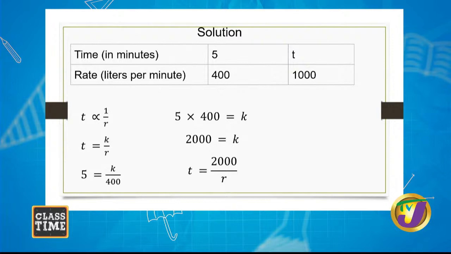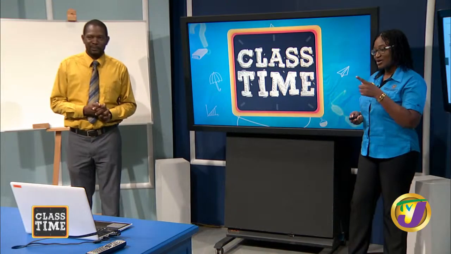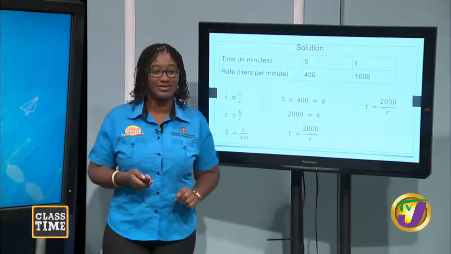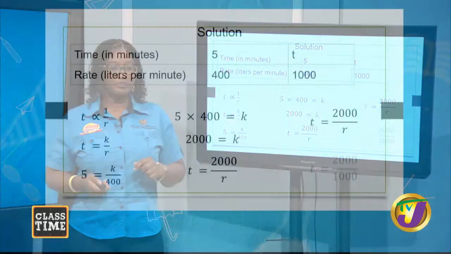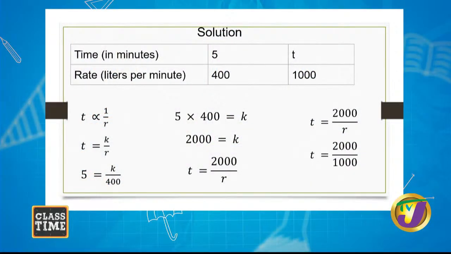Now in the second case, we have our r value, but we don't know what t is. But I'm sure our budding mathematicians can figure that out. So let's do some quick substitutions here. t is equal to 2,000 divided by 1,000, and so we end up with 2 minutes. There we go. I feel accomplished.